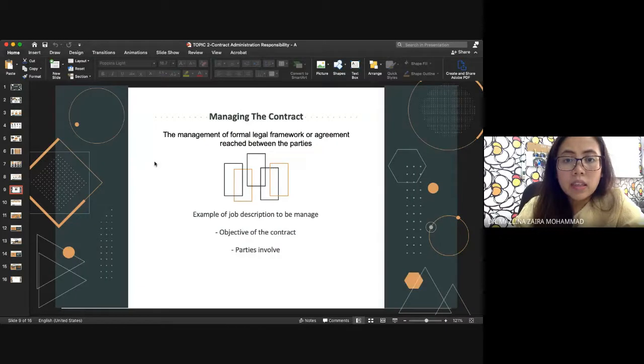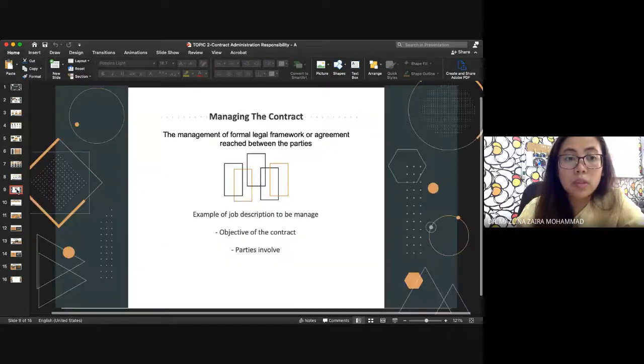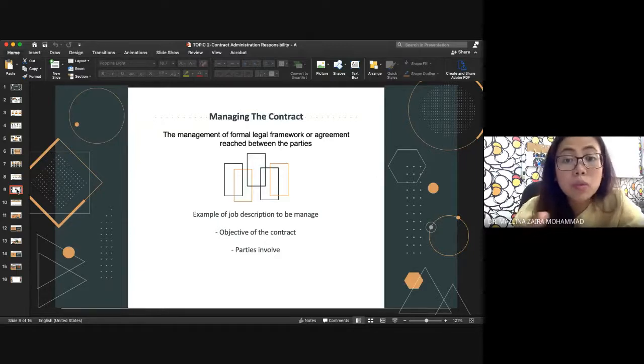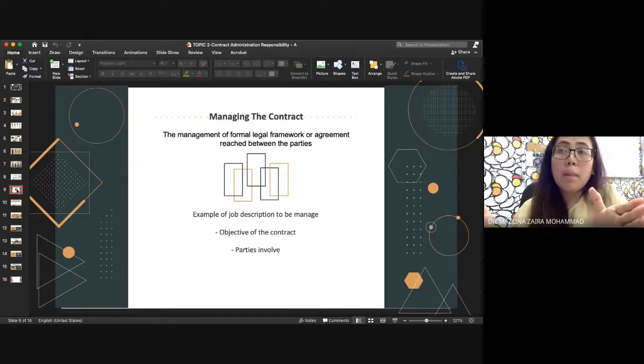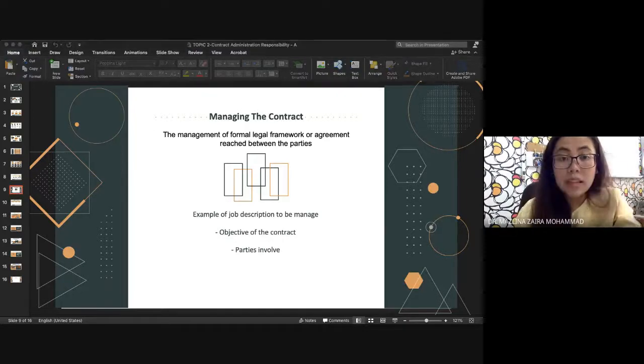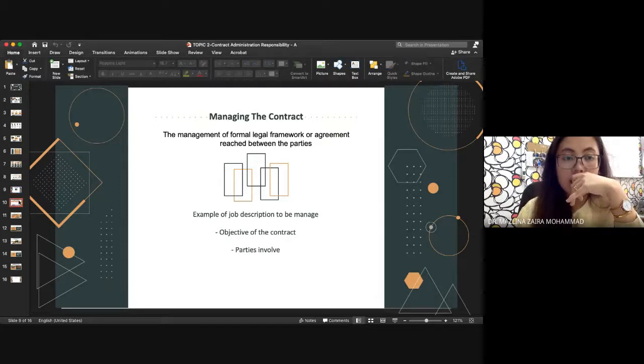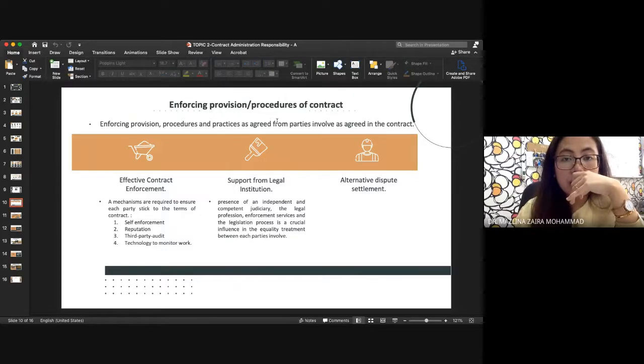Clear, class? And then managing. Putting contract in place is making sure everything stated in the contract is delivered. Managing is managing all the parties involved and the objective of the contract. Without managing, how do you manage? They have to plan when the meetings are, and set how many times they meet with the contractor to manage the contract. And then enforcing the provisions and procedures of the contract.